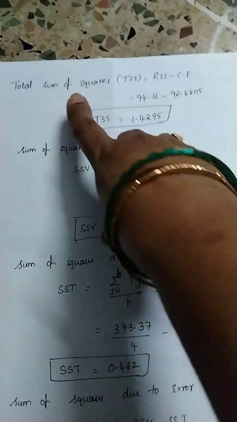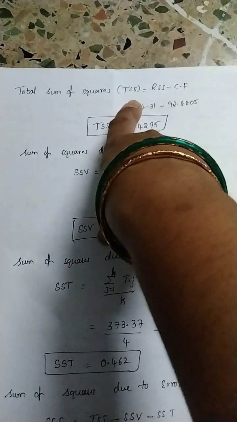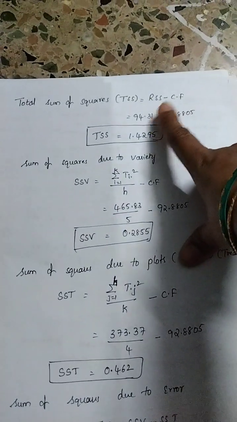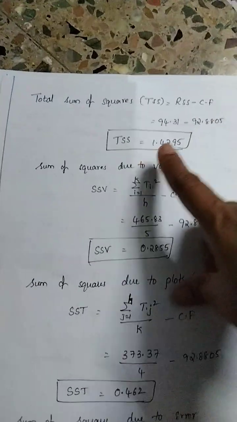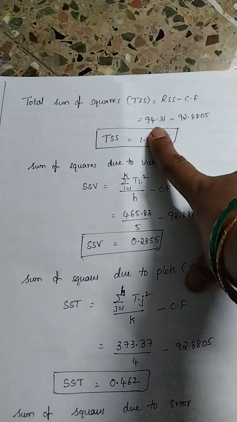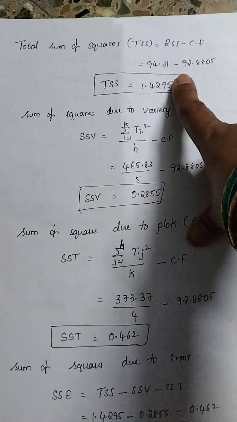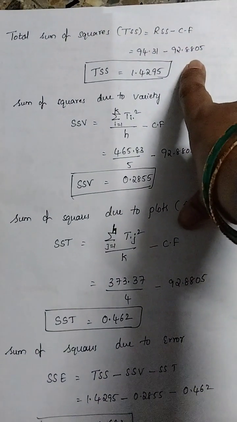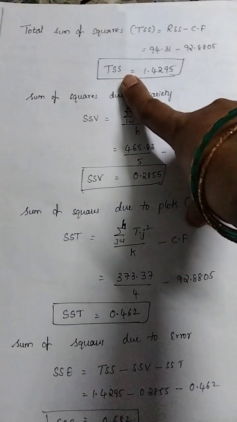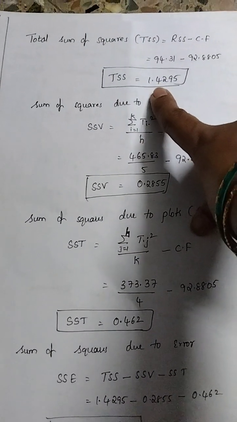Now we have to find the value of the total sum of squares. What is the formula for total sum of squares? TSS is equal to RSS minus the correction factor, where RSS is 94.31 minus the correction factor, that is 92.8805. You are going to get the total sum of squares as 1.4295.